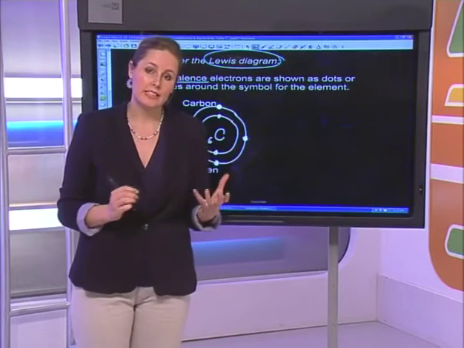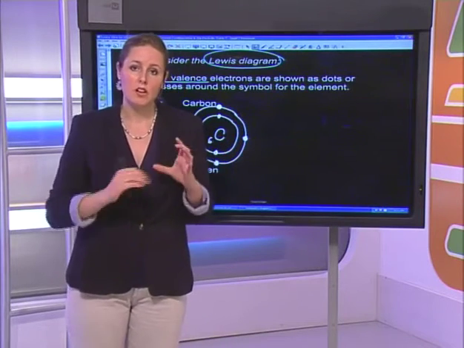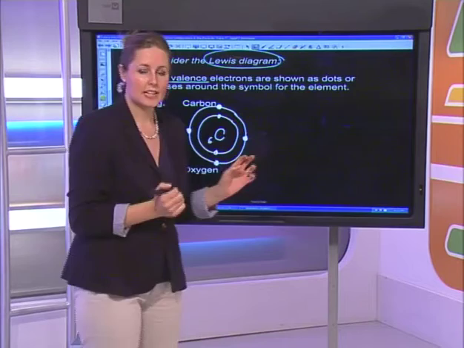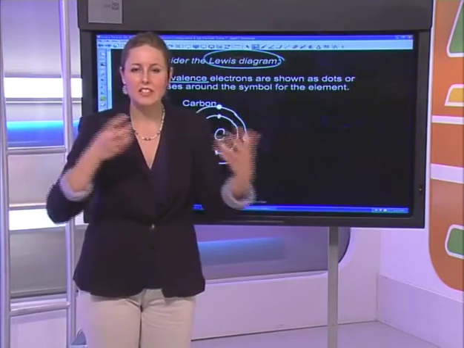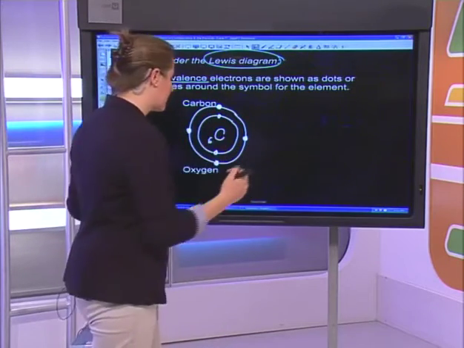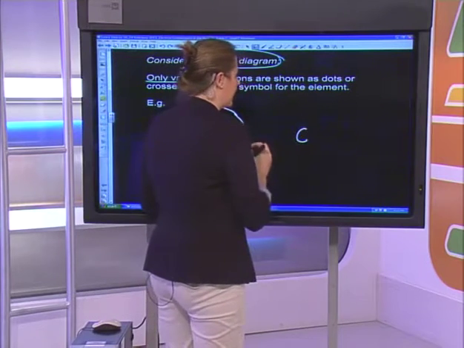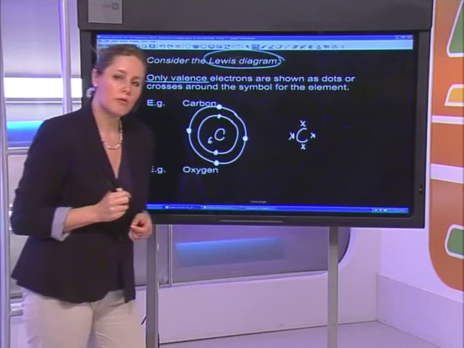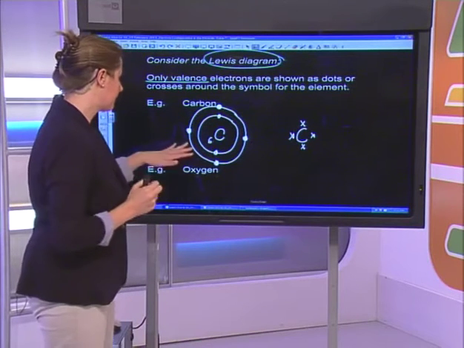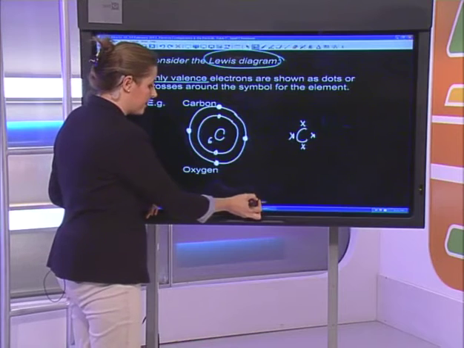Now, for this Lewis diagram, we only need to draw the outer ring, the valence electrons, because those are the ones that are going to be involved in bonding, involved in interacting with other elements. So, for a Lewis diagram, I'm going to use little crosses to indicate those 4 valence electrons. Let's go on and try another one.